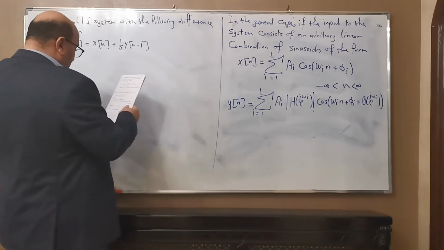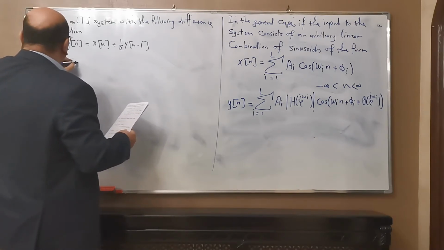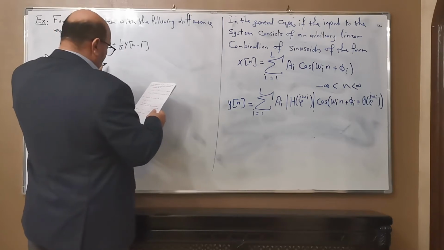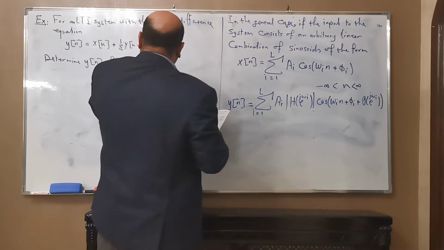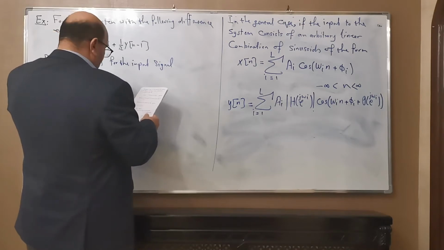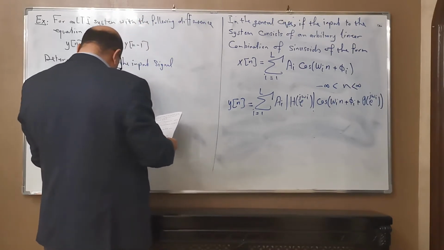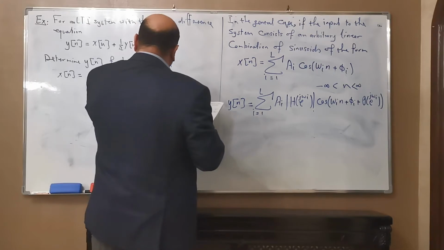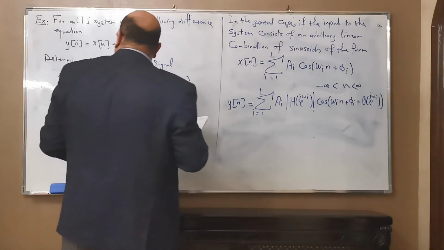With the following difference equation, determine y of n for the input signal x of n equals 10 minus 5 sine pi over 2 n plus 20 cosine pi n for n between minus infinity and infinity.